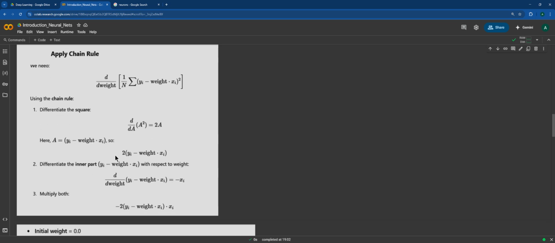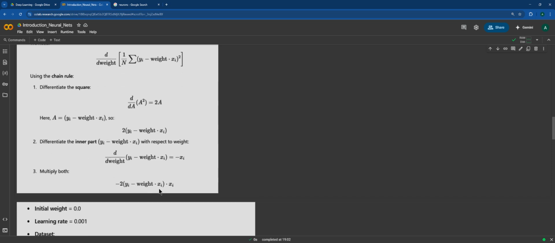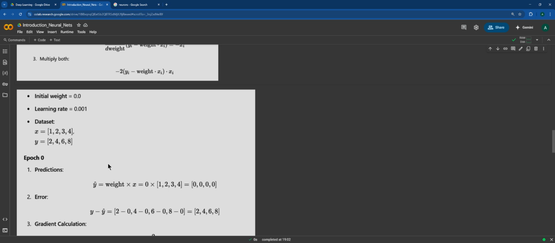And then differentiate the inner part. Yeah, the inner part is y minus w x, so what is the derivative of this? Okay, forget about y. There is no power to it, so you're going to just get x1. And it's going to be minus because of this. So you're going to get minus x. So ultimately, that multiplied by that is going to be your derivative, yeah? Sorry, your gradient rule.